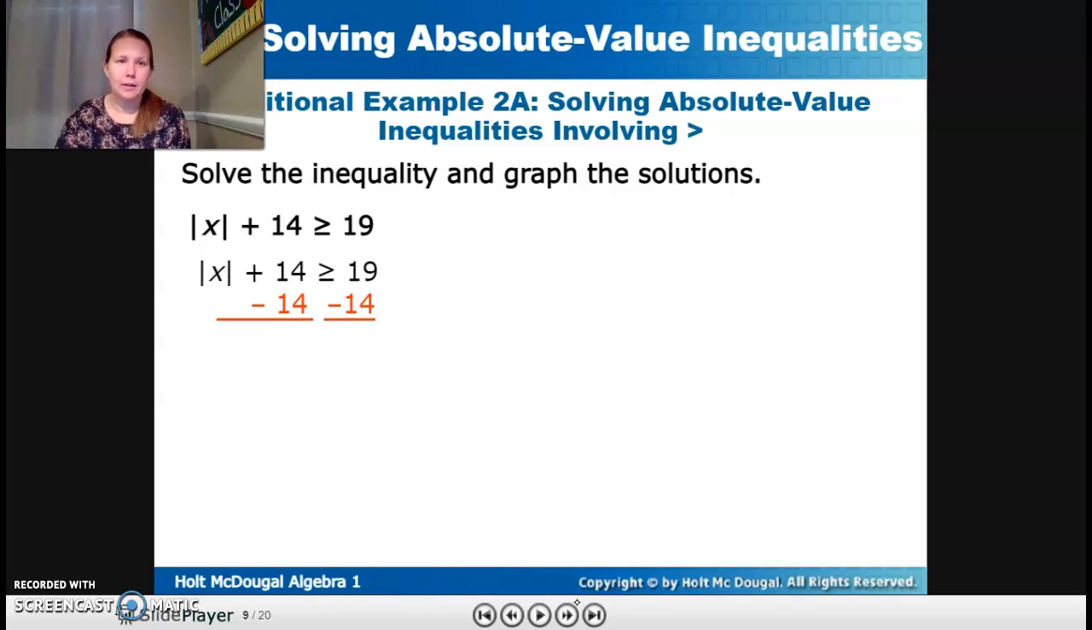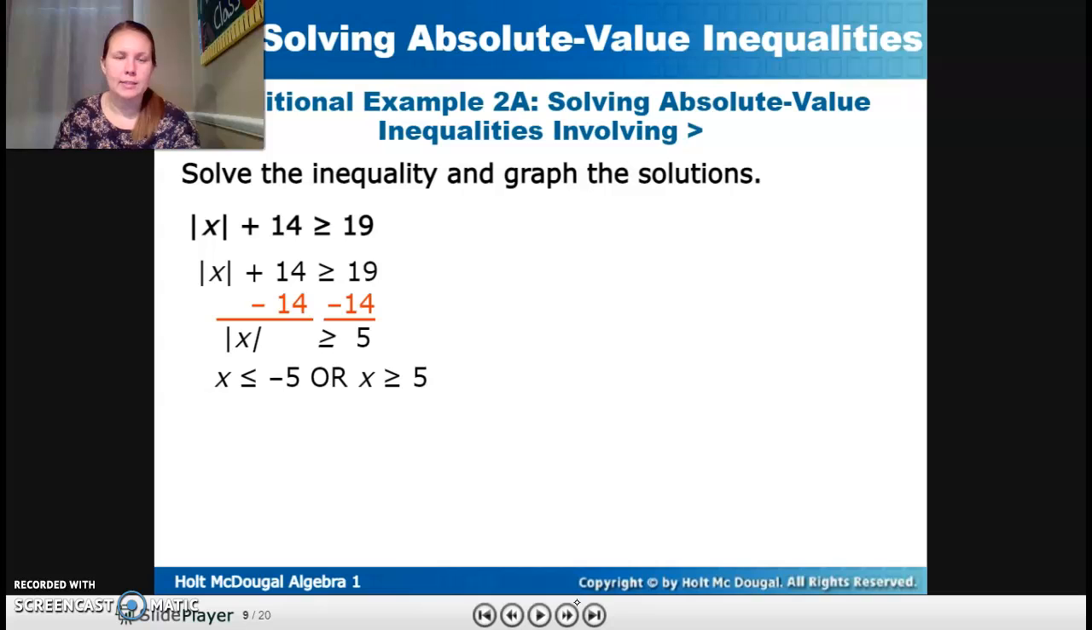Subtracting those 14, these cancel out on this side, so then I have 19 minus 14, which should give me 5. I'm left with the absolute value of x is greater than or equal to 5. Then I can break it up. One of my equations should be x is greater than or equal to 5. The other one, when I put it at negative 5, I have to flip the sign, so it's going to be x is less than or equal to negative 5.